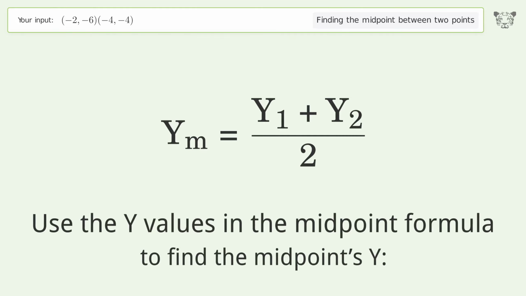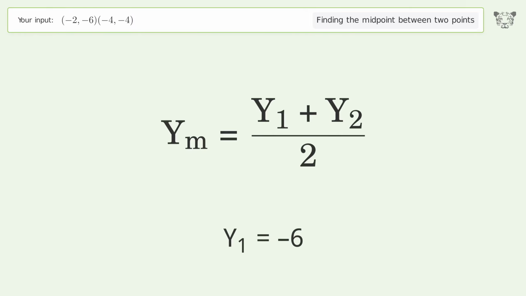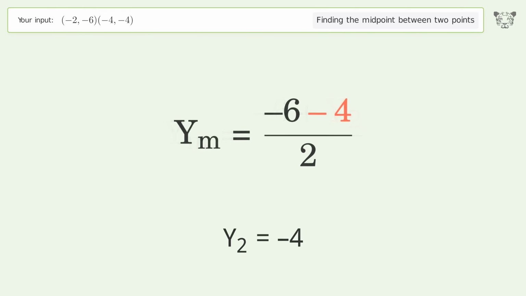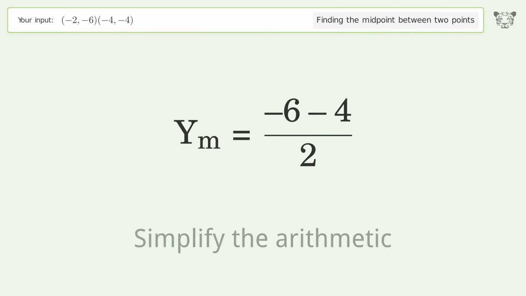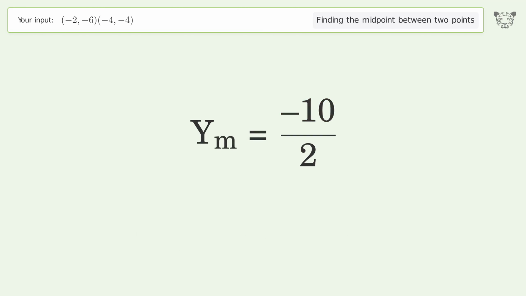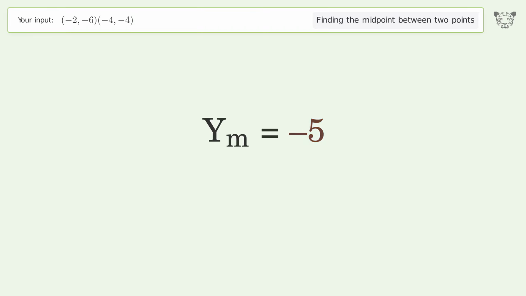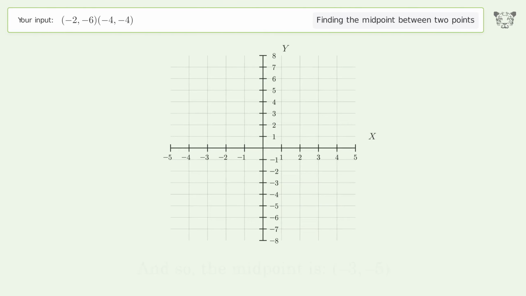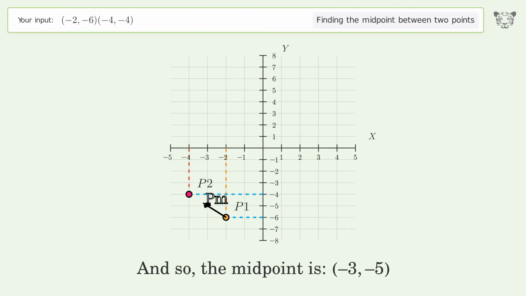Use the y values in the midpoint formula to find the midpoint's y. y1 equals -6. y2 equals -4. Simplify the arithmetic. And so, the midpoint is -3, -5.